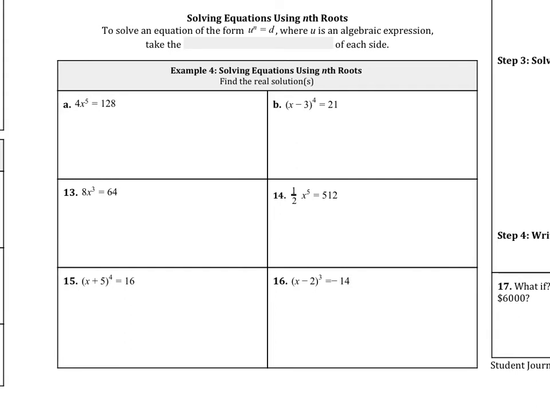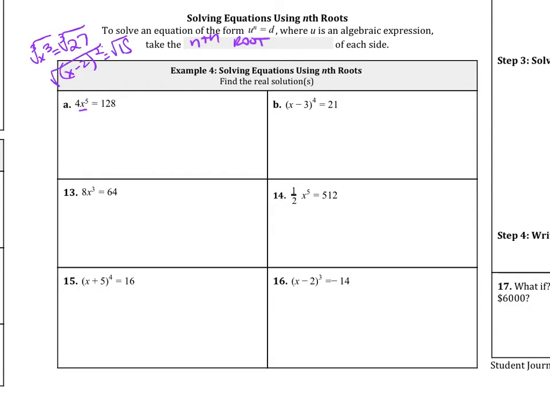To solve an equation of the form u to the n equals d, where u is an algebraic expression, you're going to take the nth root of each side. For example, if you have x to the fifth, you're going to take the fifth root. If you see x cubed equals 27, you're going to take the cube root. If you see x minus 2 squared equals 15, then you take the square root, right?